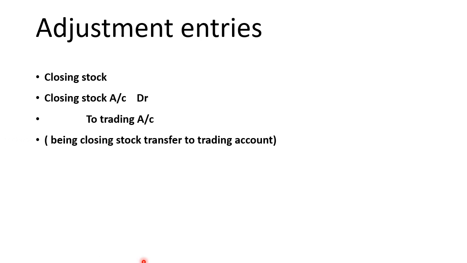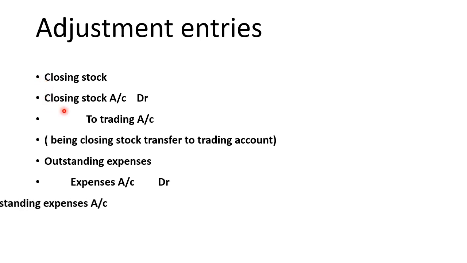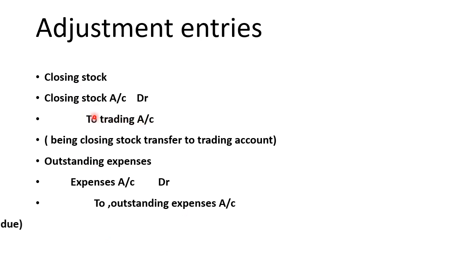Now let's see the first adjustment entry, that is closing stock. Closing stock is brought into the books of account to determine the correct gross profit or gross loss. The entry of closing stock will be closing stock account debit to trading account. At the end of the year, it is transferred to the trading account. It is an asset, so it will be debited, and the trading account will be credited. Narration being closing stock transferred to trading account.